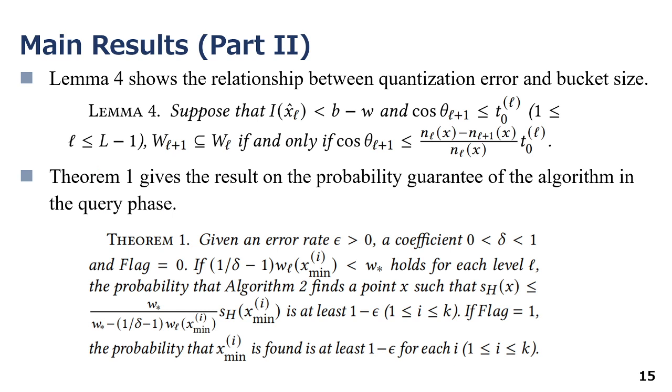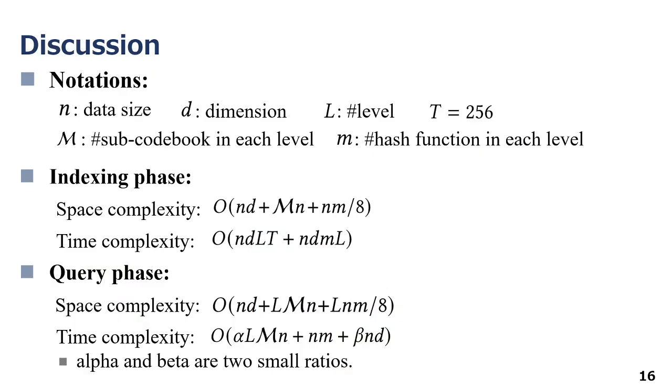Next, I want to talk about some results related to the multi-level structure. Lemma 4 shows the relationship between the quantization error and the bucket size. We can see that by a careful setting of parameters, we can ensure that the hash bucket on the deep level definitely contains the hash bucket on the upper level. This shows that as the level goes deeper, passing the collision testing becomes more difficult because those points far outside the hash bucket will be pruned immediately. Finally, theorem 1 gives the results on the probability guarantee of the algorithm in the query phase.